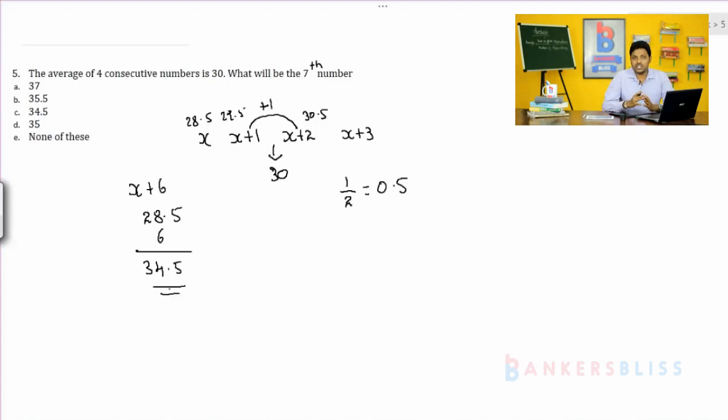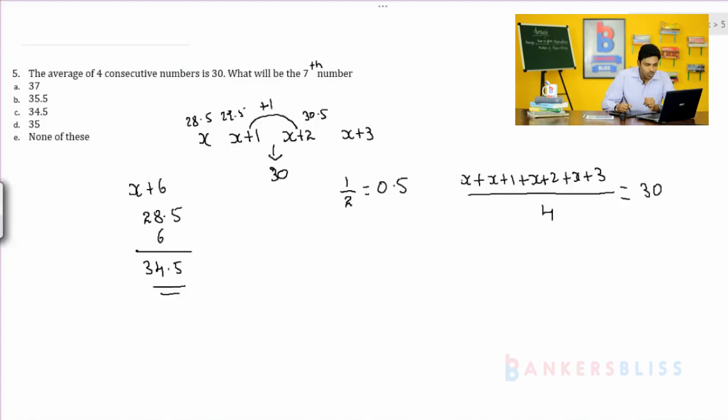So don't go for the traditional method. If you use the formula method, it takes too much time. Let me explain how to solve in the formula method. Sum by n: x plus x plus 1 plus x plus 2 plus x plus 3, whole divided by 4, is equal to the average, which is 30.